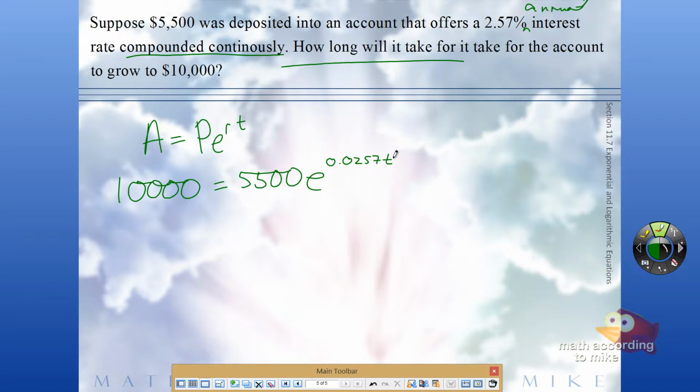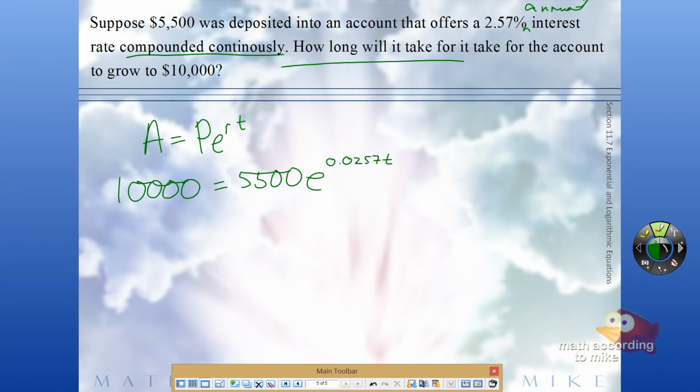We need to solve for T. T is currently in the exponent, which means this is an exponential equation. Since it's an exponential equation, we have to worry about, can I make both sides the same base? Well, I can't. One side is an e. The other side is just a fraction, or will be a fraction, I should say. So because of that, we're going to eventually need logarithms.